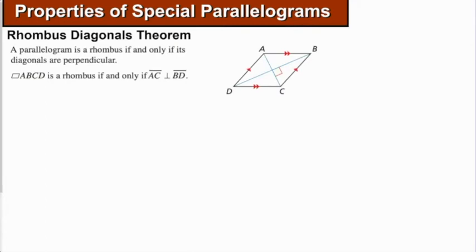So we have a theorem here called the rhombus diagonals theorem. It states that a parallelogram is a rhombus if and only if its diagonals are perpendicular. So if we can show that there is a right angle where the diagonals meet, then that would make it a rhombus.